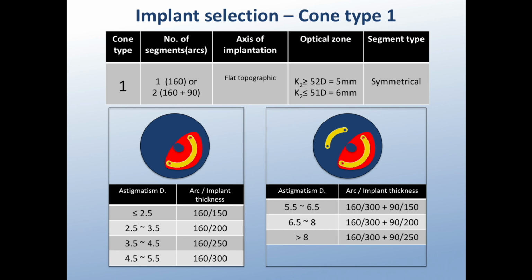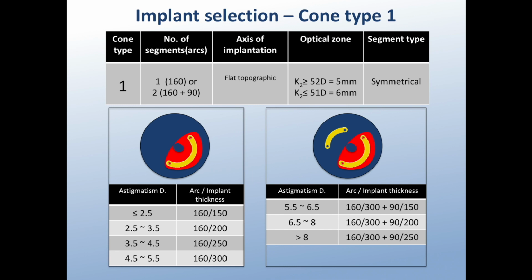So we understand that the ring to be implanted is 5 or 6 millimeters. The arc is that of 150 degrees or 160 degrees. What remains to understand is the thickness, which varies depending on the astigmatism that we have to correct. So there is an easy to interpret table that tells us that up to 2.5 diopters, 150 micron thickness is placed. Between 2.5 and 3.5, 200 microns. Between 3.5 and 4.5, 250 microns.